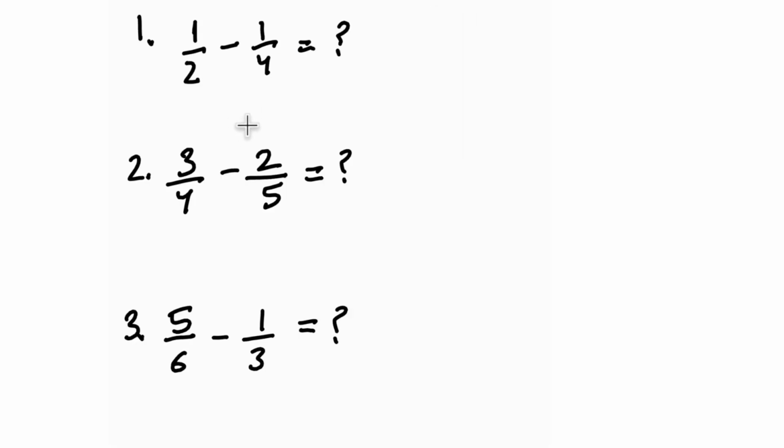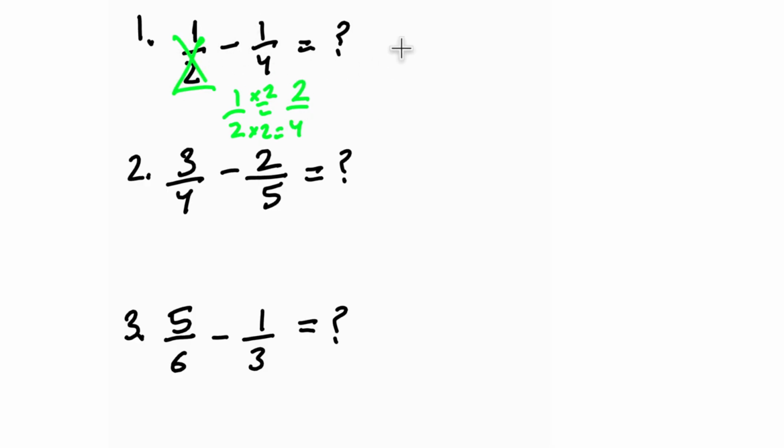Like before, I have 3 more practice problems here. Pause the video if you want to try them by yourself. Okay, 1/2 minus 1/4. So 2 is a smaller number, so we want to try to make it with a denominator of 4. So multiply top and bottom by 2. We get 1 times 2 is equal to 2. 2 times 2 is equal to 4. So 1/2 is equal to 2/4.